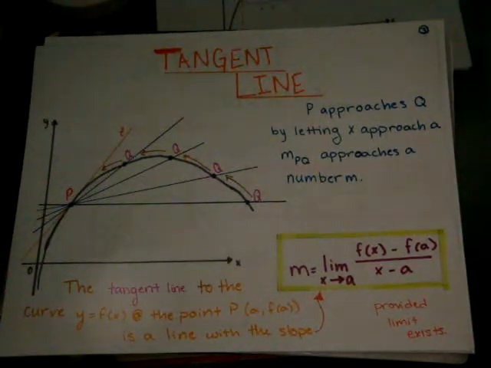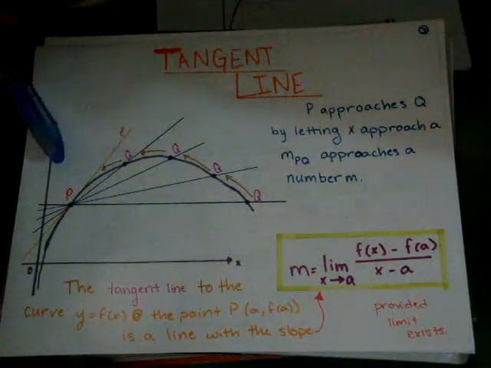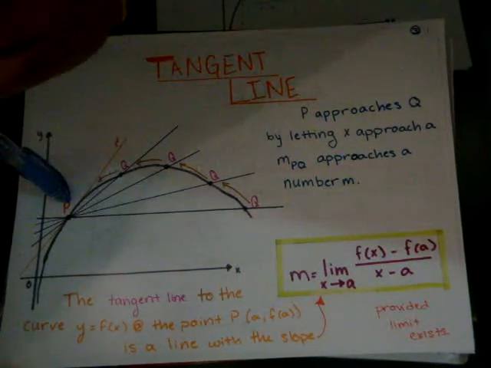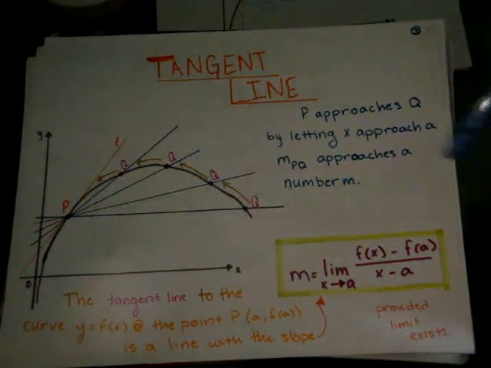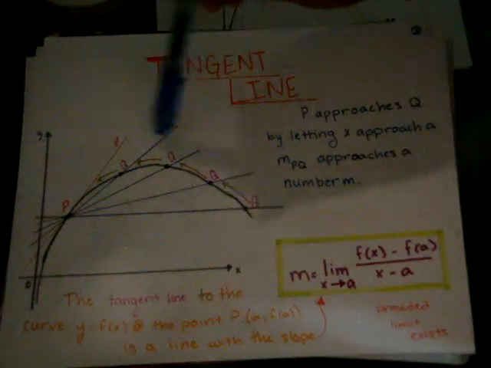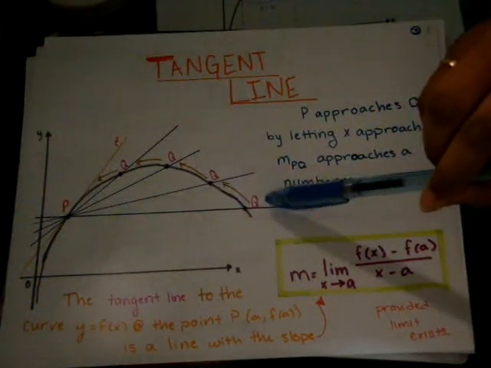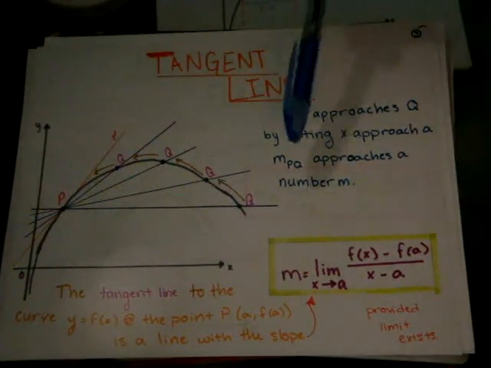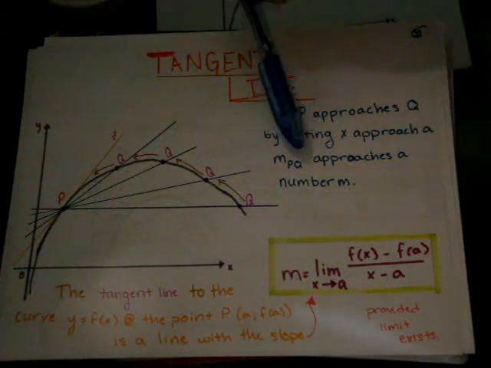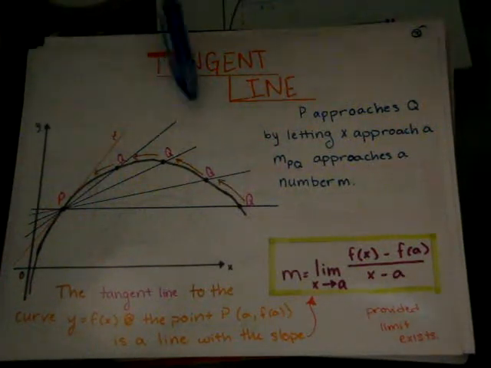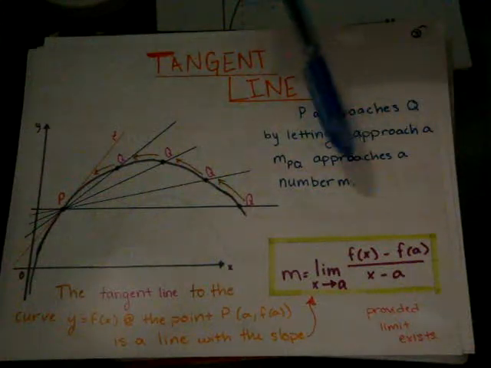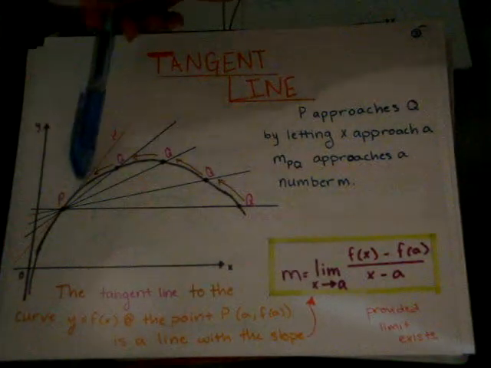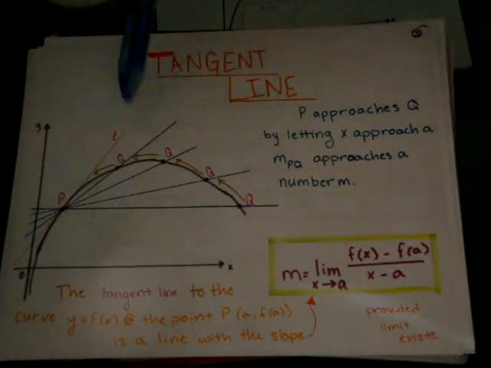Now, if you want to take it a step further and find the slope of this line at just point P, you'd have to let Q approach P by letting the x-coordinate of Q, which is x, approach the x-coordinate of P, which is a. That would give you m of PQ, the slope of the secant line, approaching the number m, which would be the slope of the line that crosses just P.